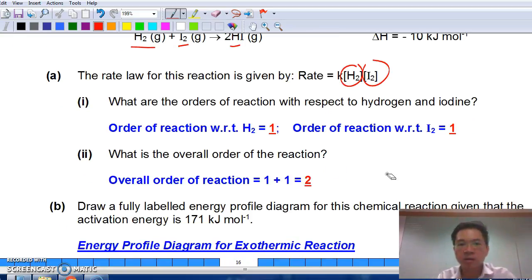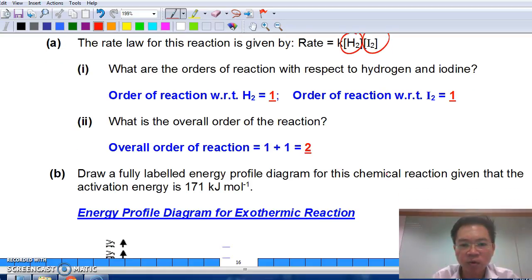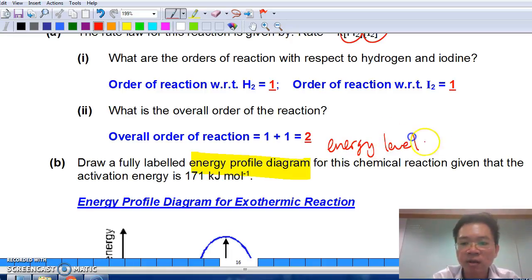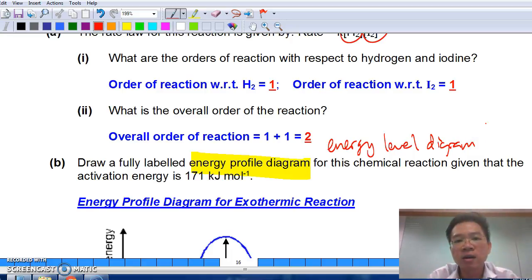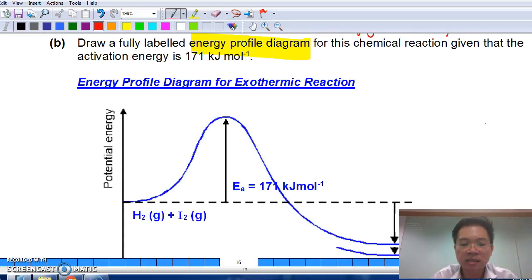Part B, they want you to draw an energy profile diagram. Please be able to distinguish the term energy profile diagram from the term energy level diagram, which are two different things. Do a summary to sort them out. What's the difference? The energy profile diagram is quite straightforward.